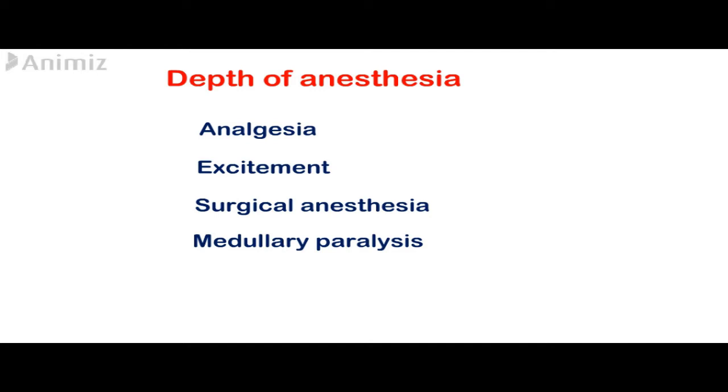The third stage is stage 3, which is surgical anesthesia. Here there will be a gradual loss of muscle tone and reflex. Regular respiration and relaxation of skeletal muscles with eventual loss of spontaneous movement occurs, and this is the ideal stage for the surgery. The fourth stage is medullary paralysis, and here severe depression of the respiratory and vasomotor center can occur, and ventilation and also circulation must be supported so that we can prevent death.